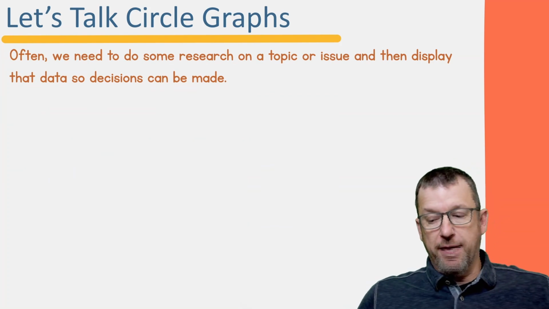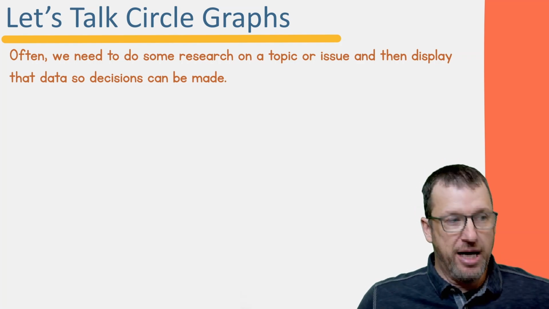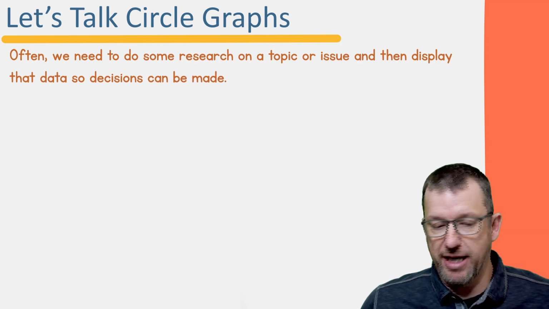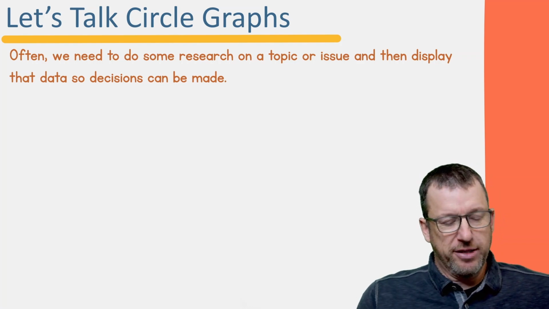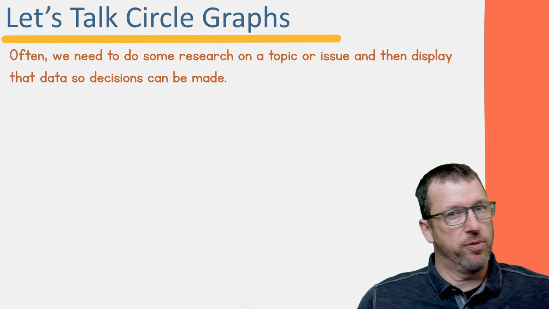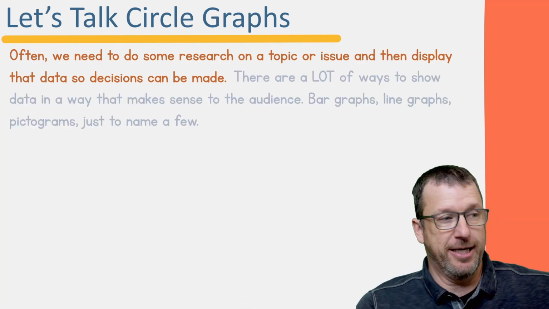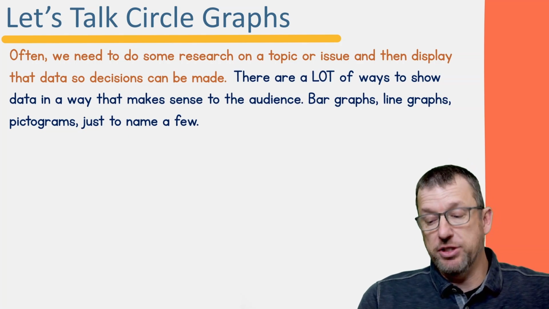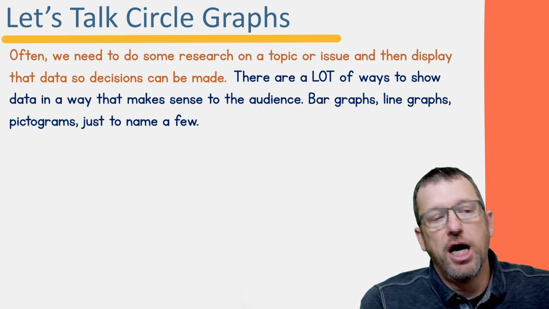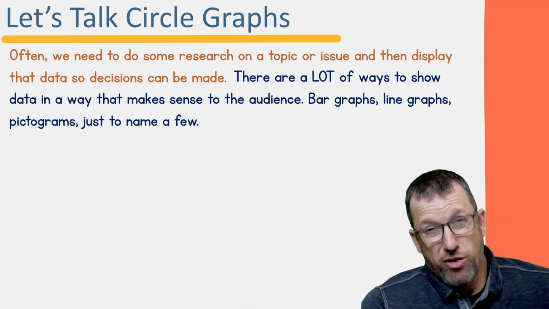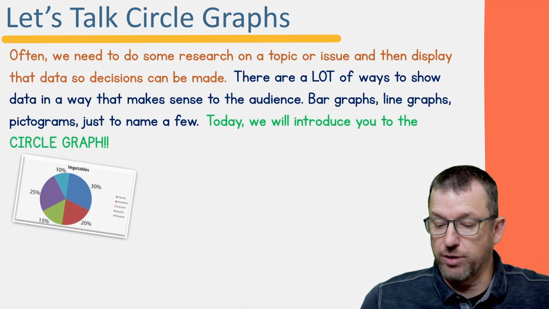Often we do some research on a topic or issue, and then we display that data so decisions can be made. All right, so you'll see it a lot when you're watching the news or looking at a magazine or if you're online reading an article. It seems like there's always some piece of data that supports whatever the article's about, and they put those into graphs a lot of the time. There's a lot of different ways to do it. There's bar graphs, line graphs, pictograms, tons of different graphs, and more and more creative ways that they're making graphs every single day. But today we're going to talk about the circle graph, okay?